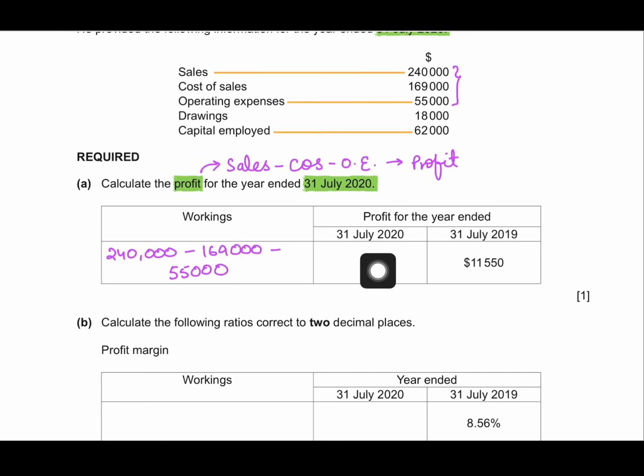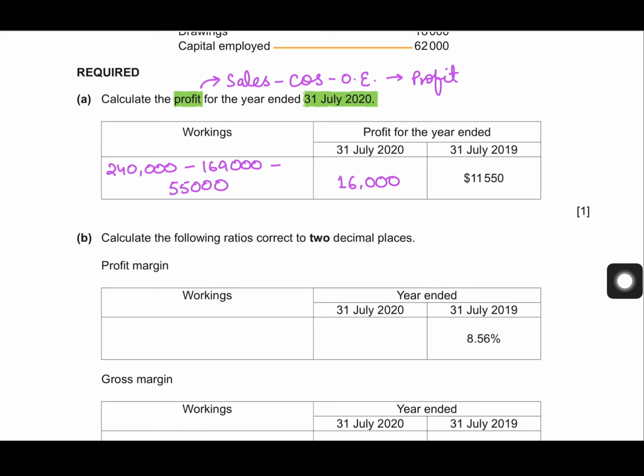And the answer of this will be $16,000, right? So last year the profit was 11,550. Now it has increased to 16,000, which is good. Let's move to part B now. Part B says calculate the following ratios correct to 2 decimal places, right? Correct to 2 decimal places.